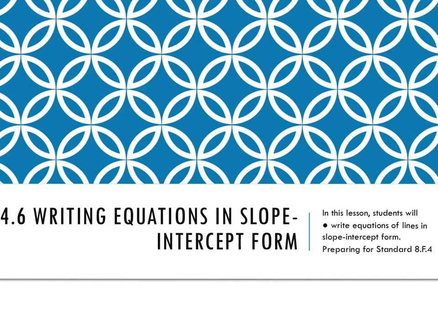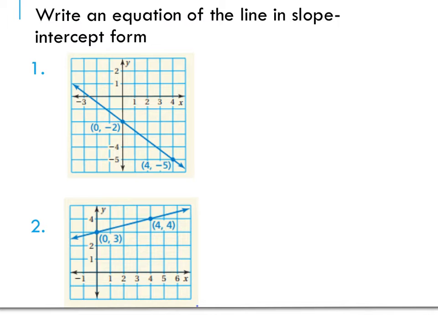In today's lesson, we will be writing equations in slope-intercept form. We'll be writing those equations either from a given graph or 2 points. Let's start out by writing an equation of a line in slope-intercept form when we're given a graph.